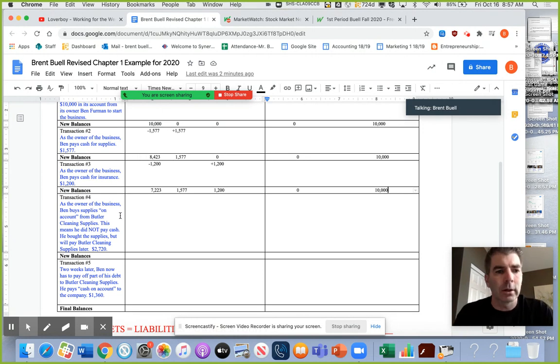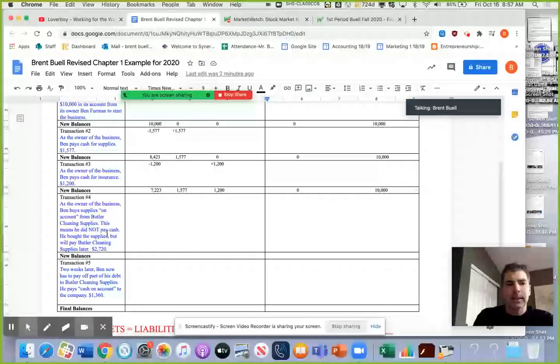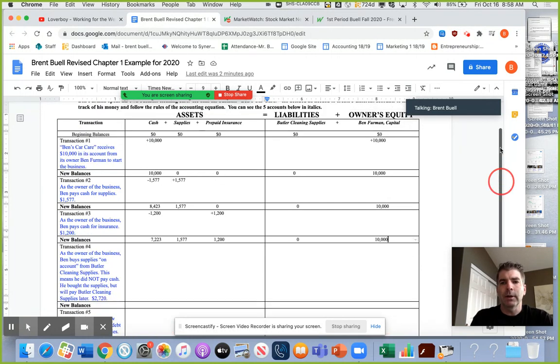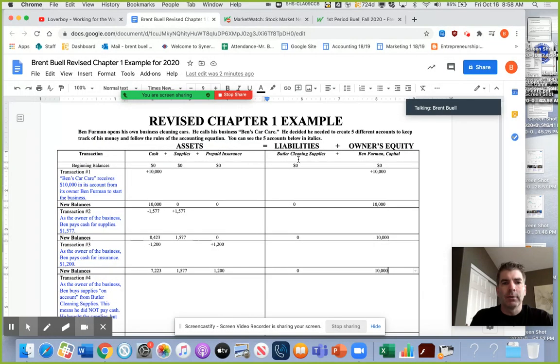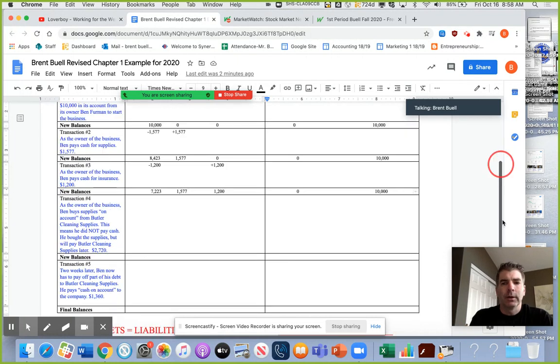So how does this look? It says, as the owner of the business, Ben buys supplies on account from Butler Cleaning Supplies. This means he did not pay cash. He bought the supplies, but will pay Butler Cleaning Supplies later, $2,720. All right, so the hard part is what 2 accounts get affected here. You have these 5 up here. Here's how I solve this.